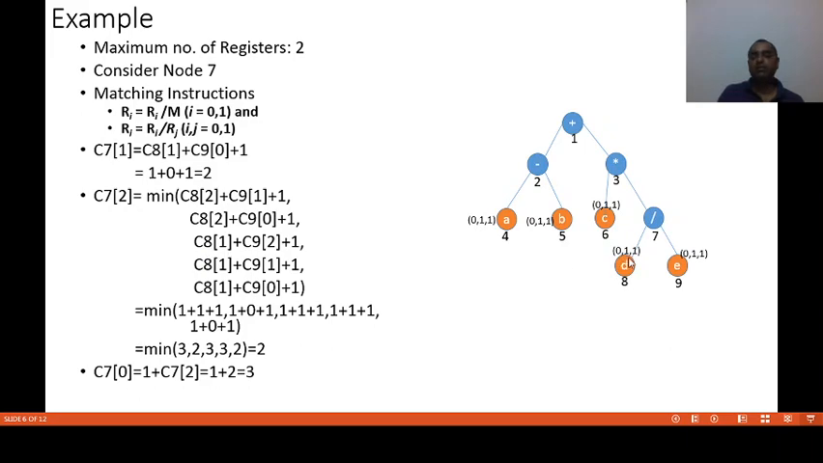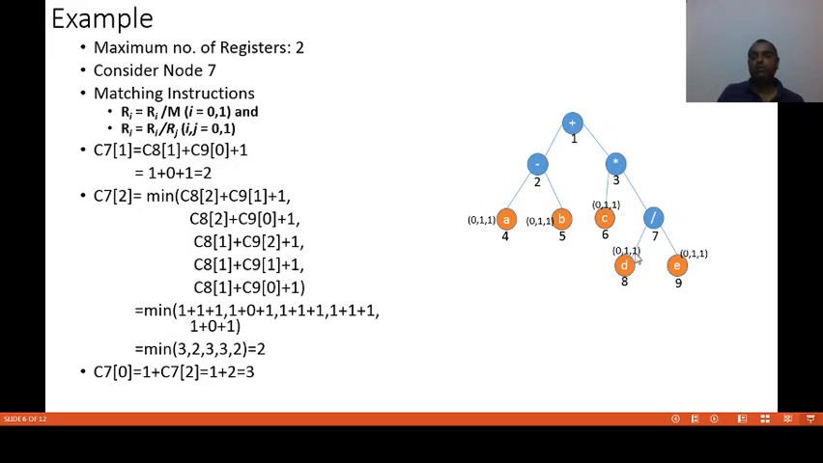C81 means using 1 register to evaluate the 8th node, and after evaluating this, using 2 registers to evaluate this node. This is the same as the earlier one, only written in the reverse form. First I am using 2 registers, then 1 register here. Now C81 plus C91 plus 1 means using 1 register to evaluate this node and 1 register to evaluate this node. C81 plus C90 means using 1 register to evaluate this node, 0 registers to evaluate this node, plus 1. So the minimum of this will be what?